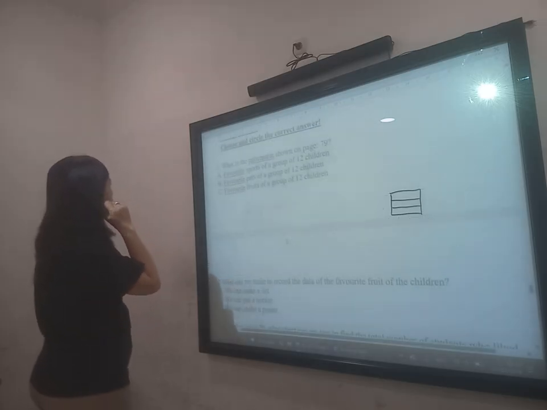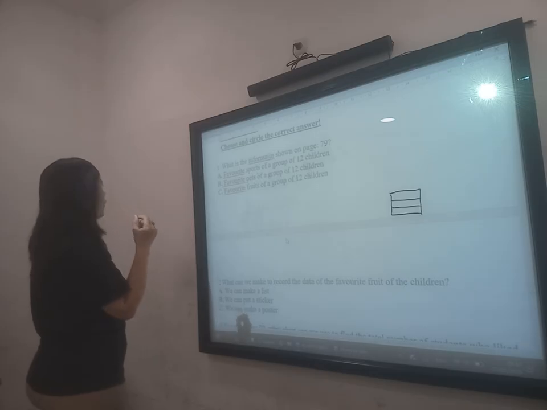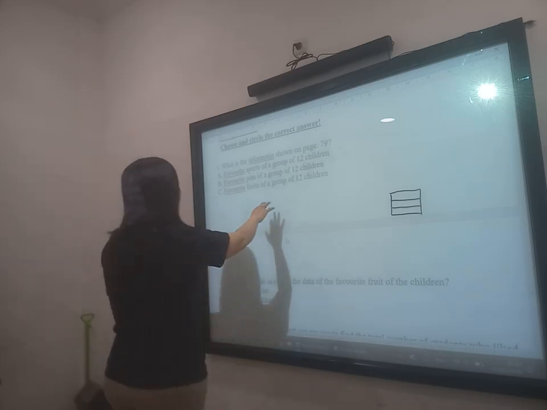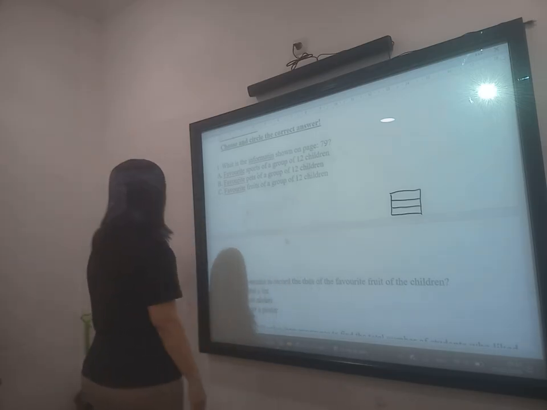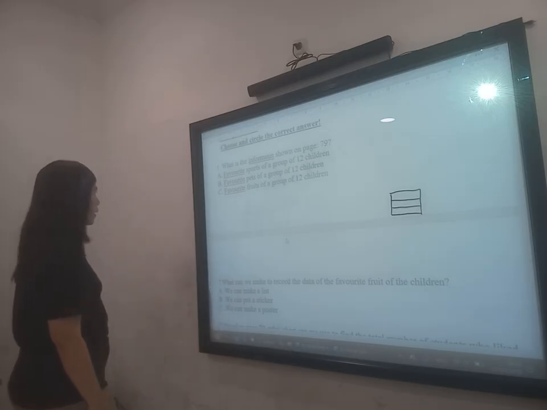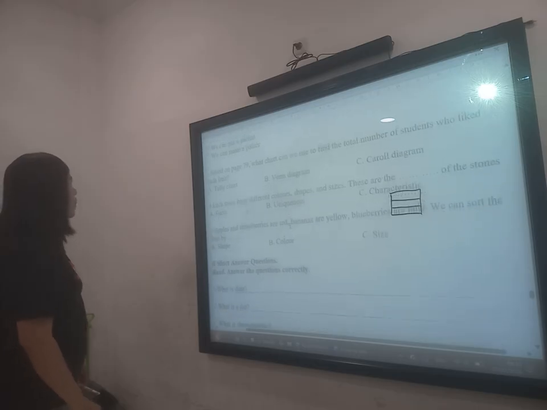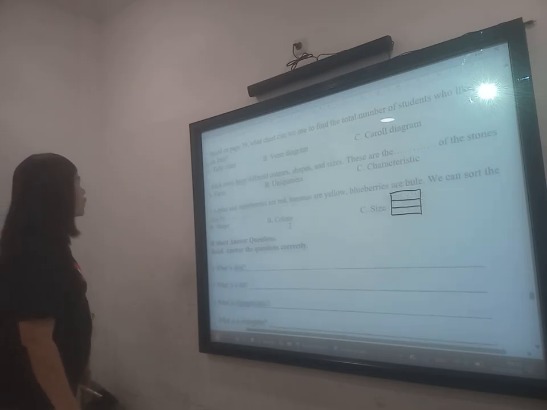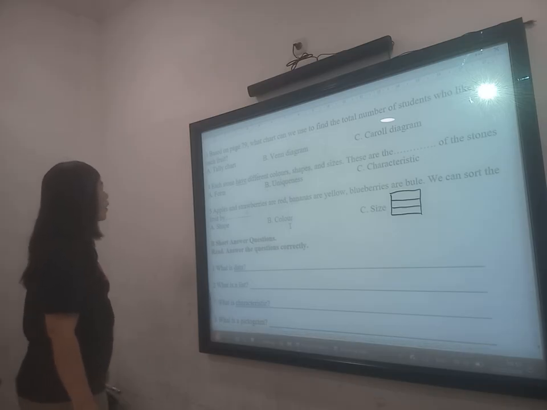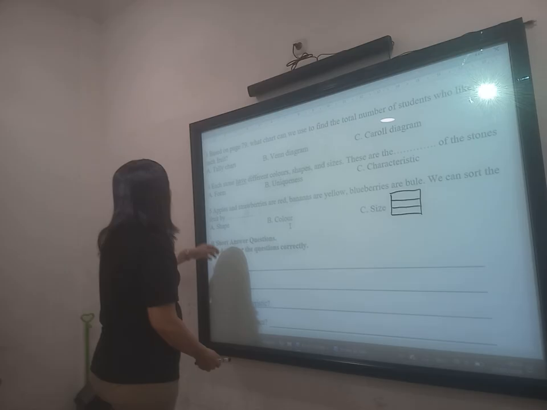Question number 1. Here is the favorite fruits of a group of 12 children. What can we make to record the data of the favorite fruit of the children? A, we can make a list. Next. Based on page 79, what chart can we use to find the total number of students who like each fruit? We can use tally charts.